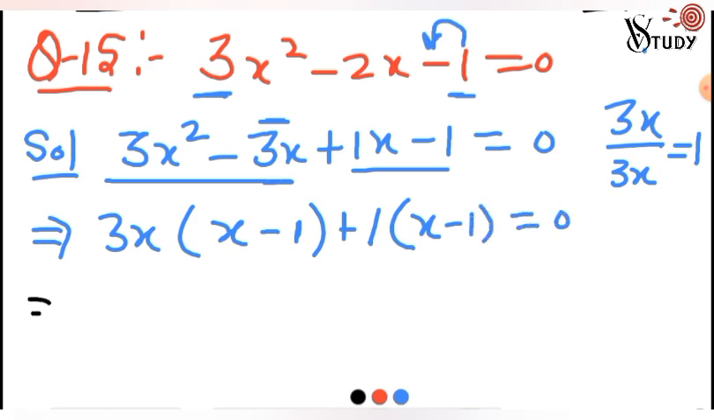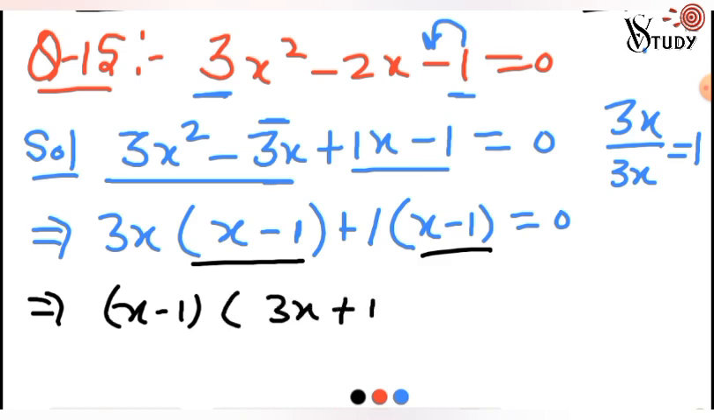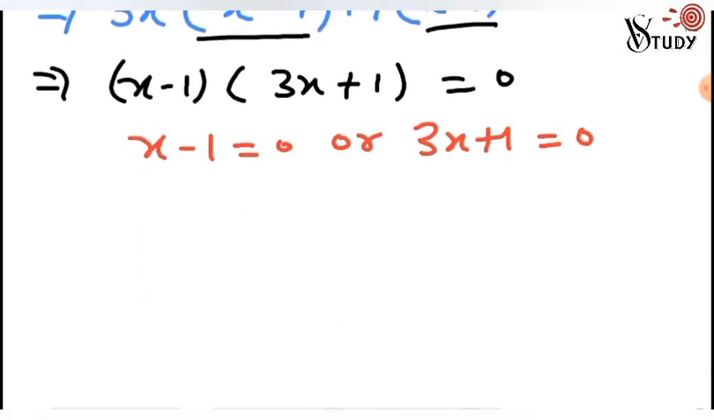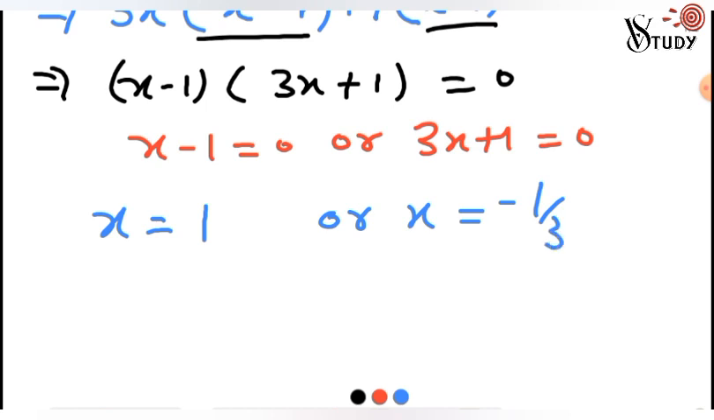Now take x minus 1 common from both the terms, and we have 3x plus 1 will equal to 0. Now put x minus 1 equal to 0 or 3x plus 1 is equal to 0. Now solving this, we have x is equal to 1 or x is equal to negative 1 by 3. So the final solution of this quadratic equation is 1 and negative 1 by 3.